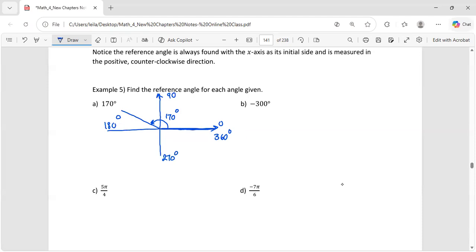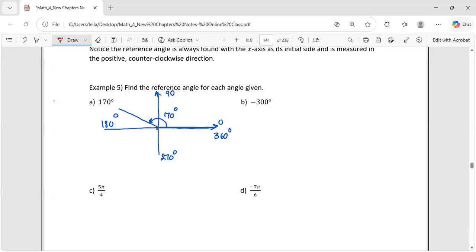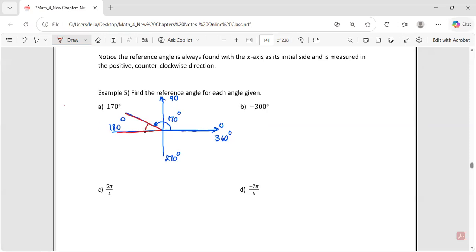Now, I graph my angle, but what is the reference angle? Reference angle is between the terminal side and the x-axis, which is this one. This is the reference angle, which is 10 degrees.